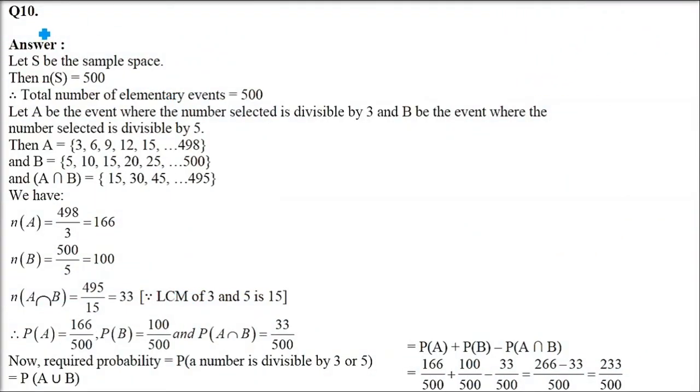Now this is question number 10. A natural number is chosen at random from amongst the first 500. So 1 to 500, the numbers are being chosen. What is the probability that the number so chosen is divisible by 3 or 5? First thing is 3 table from 1 to 500.